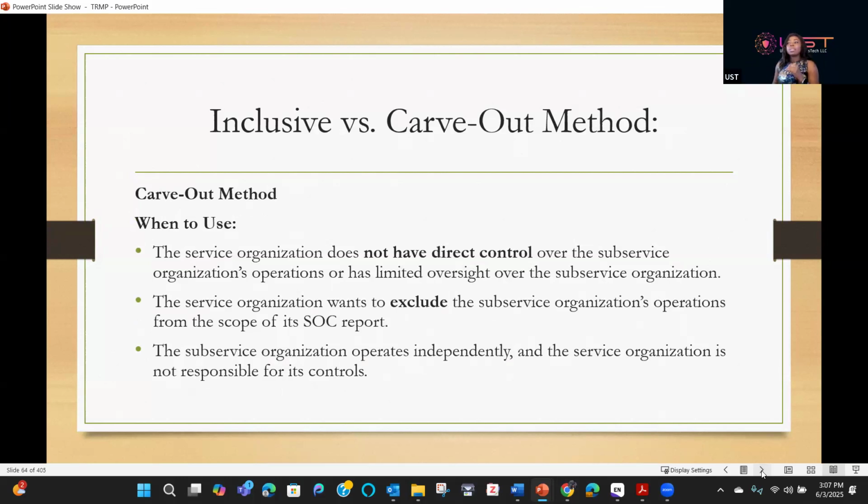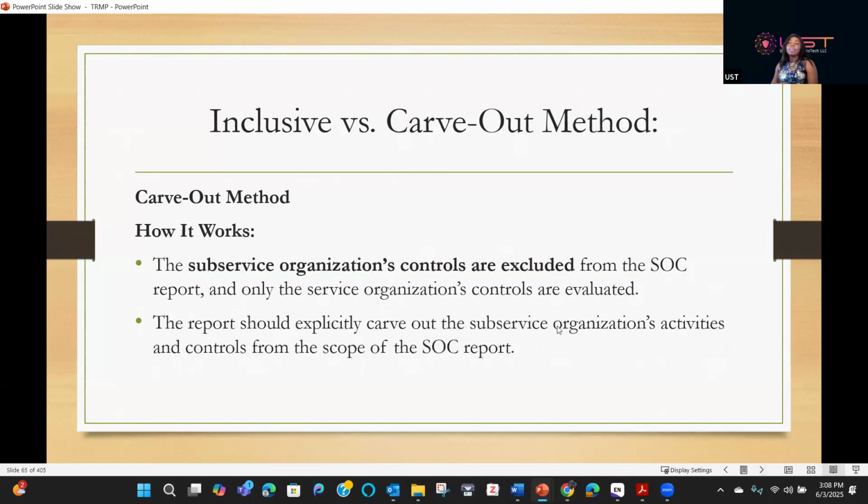But when can you use the carve-out method? When the service organization does not have direct control over the sub-service organization's operations or has limited oversight over it. The service organization wants to exclude the sub-service organization's operations from the scope of its SOC report. The sub-service organization operates independently, and the service organization is not responsible for its controls. We've covered that already, right? But how does it work? The sub-service organization's controls are excluded from the SOC report, and only the service organization's controls are evaluated. The report should explicitly keep out the sub-service activities and controls from the scope of the report.